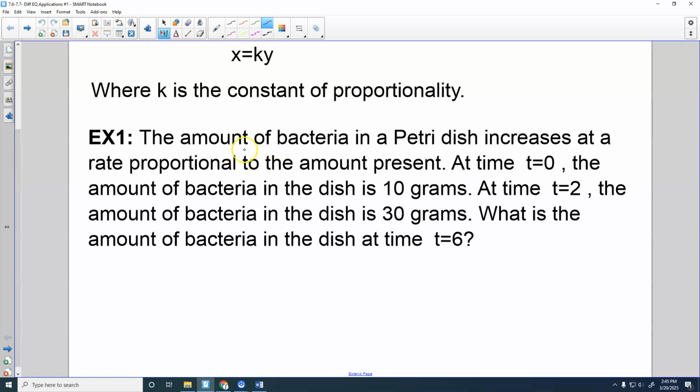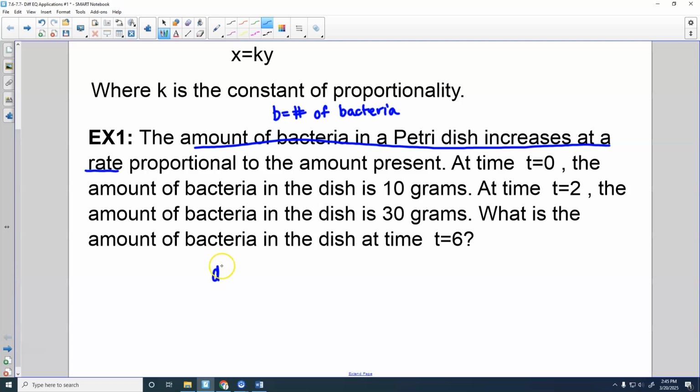In this case, the amount of bacteria in a Petri dish increases at a rate. So if we want the number of bacteria, they don't give us a variable to use. If we let B equal our number of bacteria, right? The amount of bacteria is increasing at a rate. What variables are we going to use for the rate that bacteria is increasing?